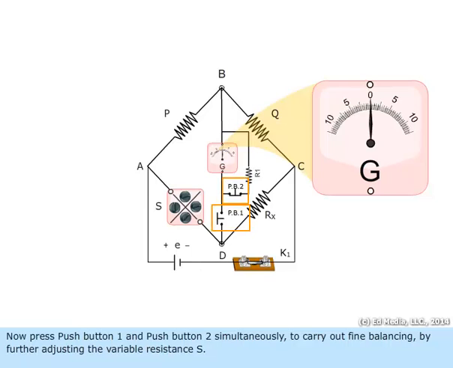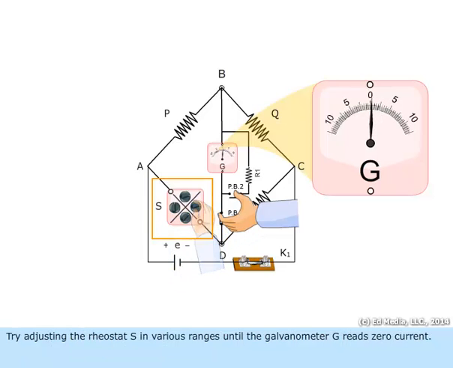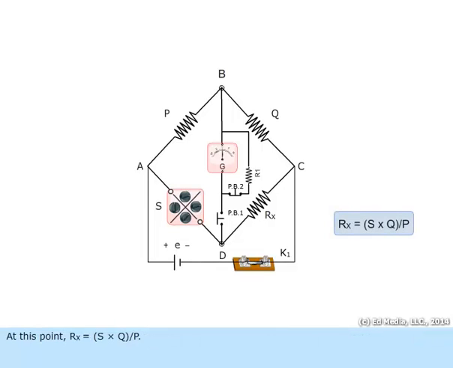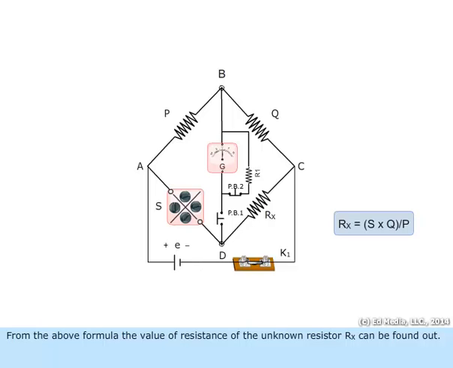Now, press push button 1 and push button 2 simultaneously to carry out fine balancing by further adjusting the variable resistance, S. Try adjusting the rheostat, S, in various ranges until the galvanometer, G, reads 0 current. At this point, Rx equals S times Q divided by P. From the above formula, the value of resistance of the unknown resistor, Rx, can be found out.